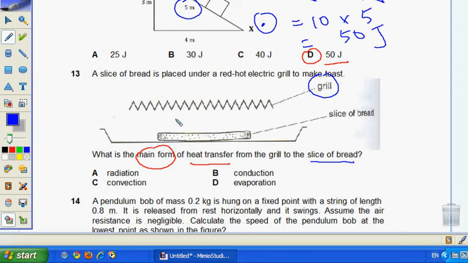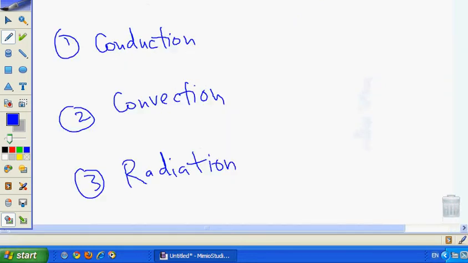So for the heat transfer, you look at the direction. It's from upward, because this is the heat source. The heat has to transfer from the high temperature to the low temperature. So how does heat transfer from the heat source on the top to the object at the bottom? This is our question here. So which form is the best?